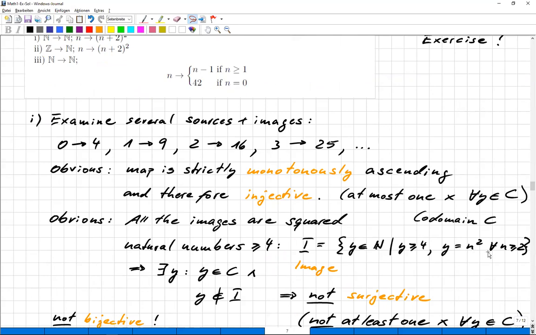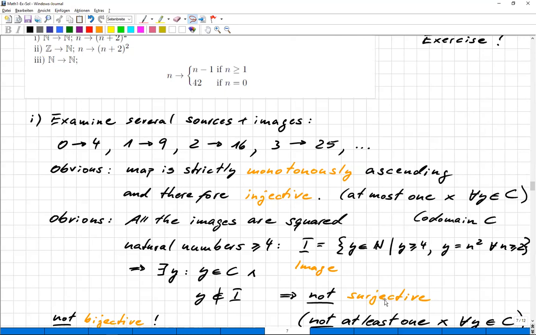And this holds for all n greater or equal than 2, because 2 squared is 4. So what I want to say is the image contains only squared numbers, while the codomain contains all the natural numbers. And we all know that many of the natural numbers are not squared numbers. That's all. We can say there exists at least one value y, so that y is an element of the codomain and is not an element of the image. So that means our map is not surjective.